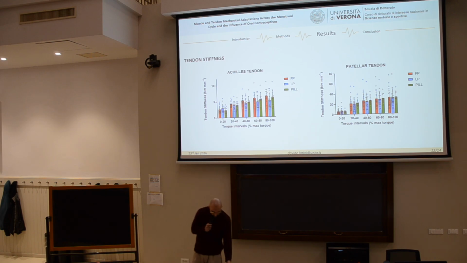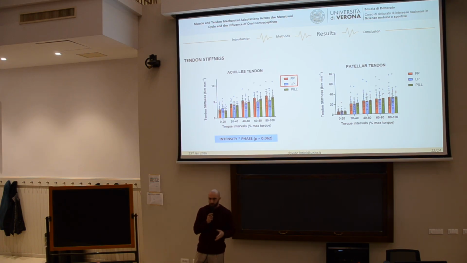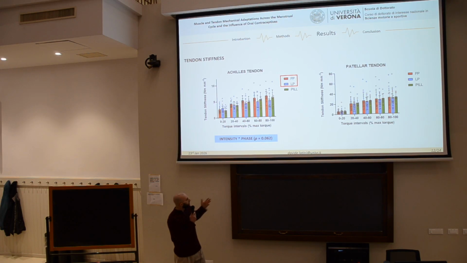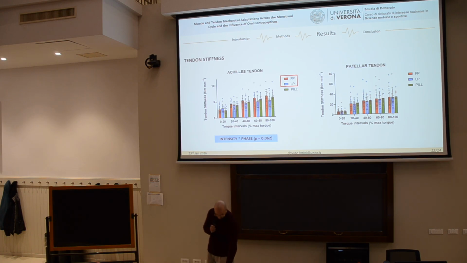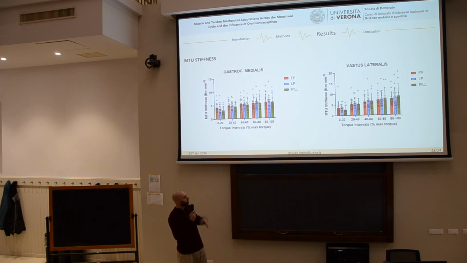stiffness. And for the Achilles tendon, the more compliant tendon between the two, we found an almost significant intensity per phase interaction, with a tendency toward lower stiffness during the luteal phase compared to the follicular phase, which was a bit in the direction of our hypothesis, even if it is not significant. However, the muscle, which is the more plastic tissue in adaptation capacity, and also with a lower level of stiffness, we found no differences.